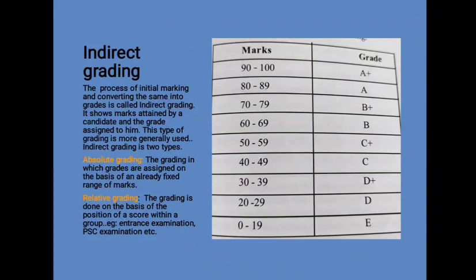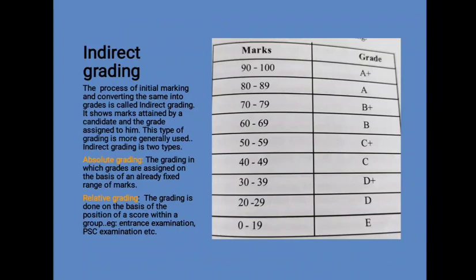Indirect grading. The process of initial marking and converting the same into grades is called indirect grading. It shows the marks attained by a candidate and the grade assigned to him. This type of grading is more generally used. The indirect grading is two types, absolute grading and relative grading.